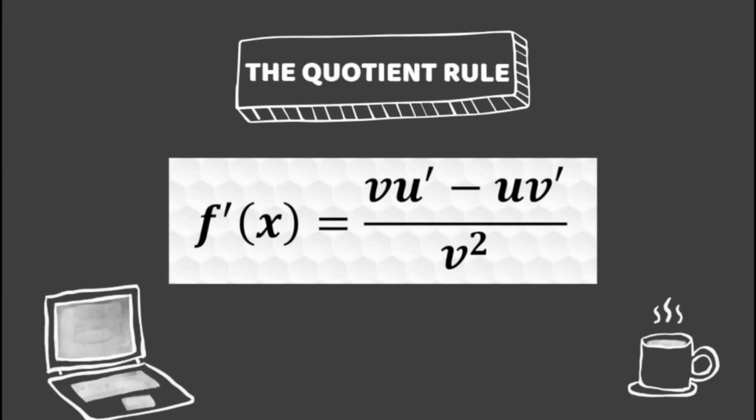Second, the quotient rule. This is the technique we use when a function is written as a fraction, where one function is divided by another. The formula is f prime x equals vu prime minus uv prime over v squared. We have to be really careful with the order of the terms in the numerator here because of the minus sign. And we always divide the whole thing by the original denominator squared.